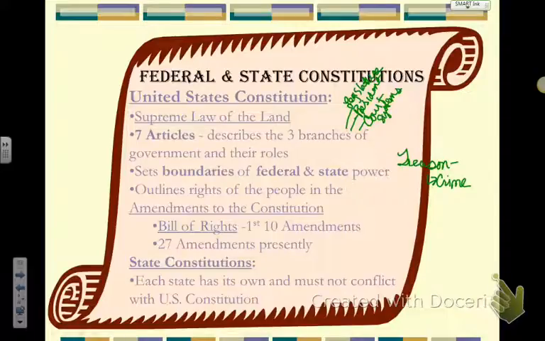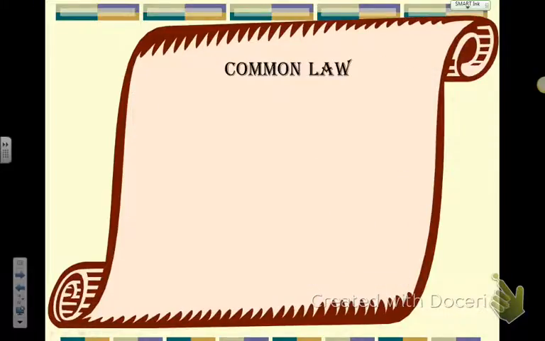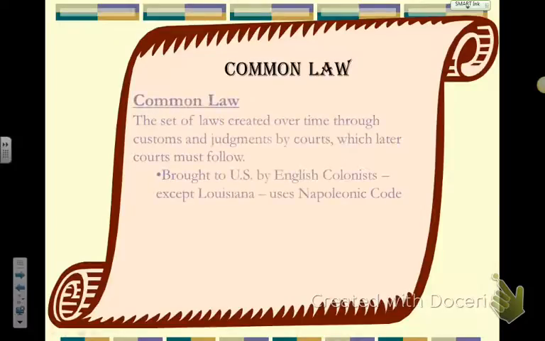Are we good? Okay. Second source of laws is called common law. And common law are the set of laws that come about over time. In our case, for most of our states, these are the laws that came with us from England.